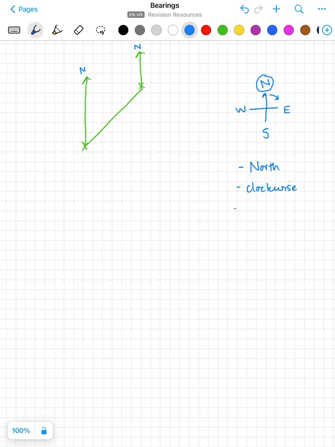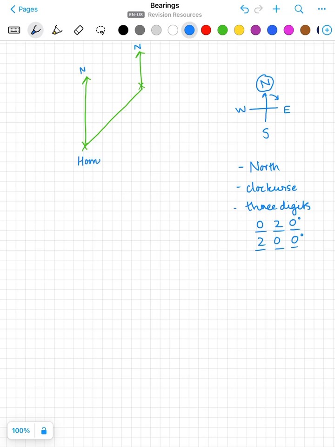When writing bearings, you always use 3 digits. And this is to distinguish between, for example, a 20-degree bearing and a 200-degree bearing. So it's just to triple check, to ensure that there's going to be no confusion with what actual angle it is that we are talking about.